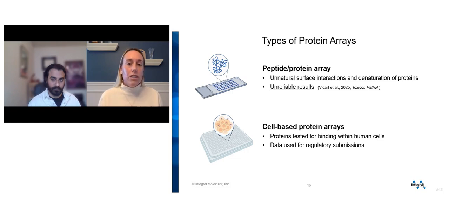And then now there's a new type of protein array called a cell-based protein array. And here, plasmids are transfected into cells, and then proteins are tested for binding within human cells. And this is the type of data that's now being used for regulatory submissions. So from now on, we will only be talking about cell-based protein arrays in our webinar.